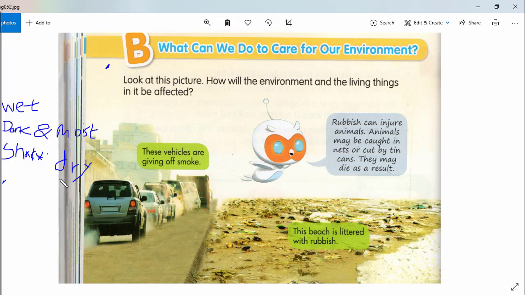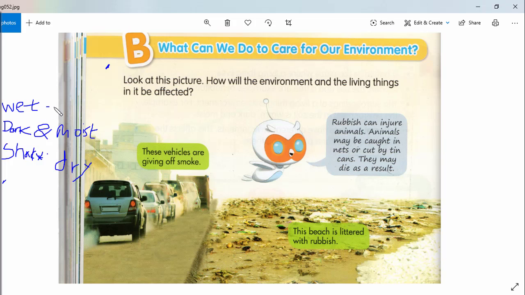So as we know, the example of the wet environment is the river, and dark and moist is located, for example, inside the soil. And also shady and dry environment is, for example, a tree or even a forest. So there is the environment, and for the animals, it's totally different.